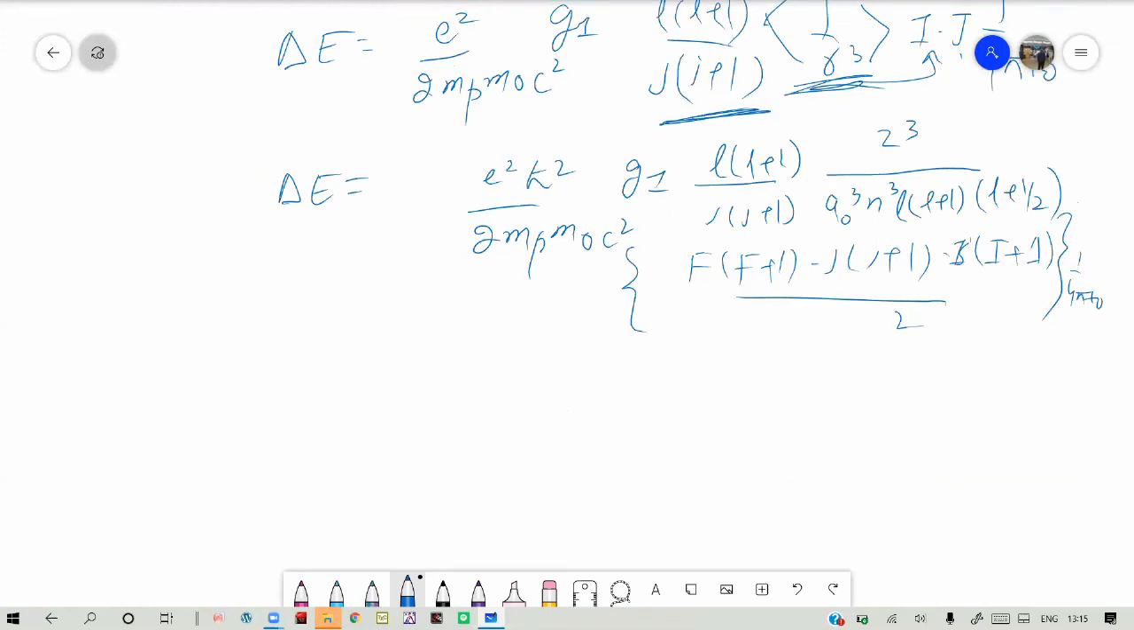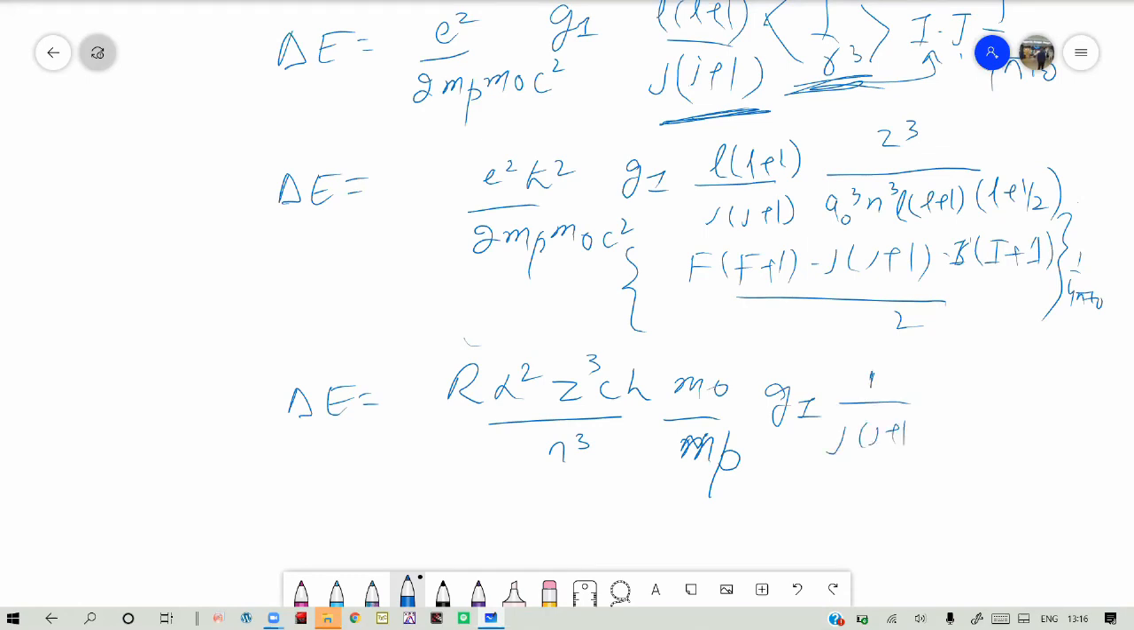And you can further write it as, this is the simplest form we can write. This gives the energy separation between the hyperfine levels, actually. This is the delta E, that interaction perturbation energy term. What will be the energy difference between the two hyperfine levels? You can further solve this expression if you put in the values of A naught here, and we can write it in terms of the Rydberg constant and the fine structure constant. So that is R alpha square Z cube C H over N cube, M naught divided by MP, G I, 1 over J into J plus 1 into L plus half.